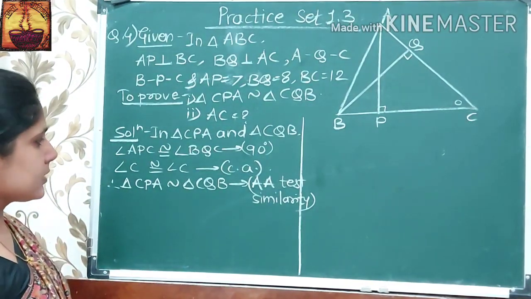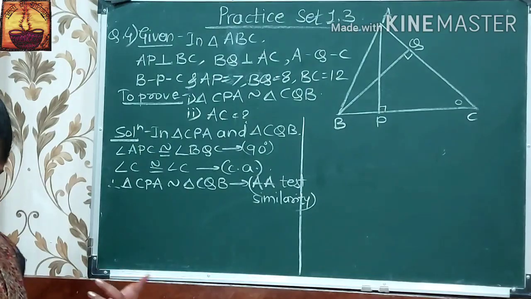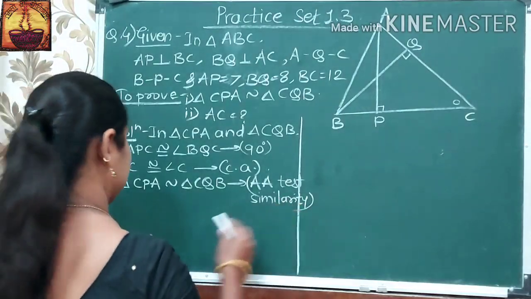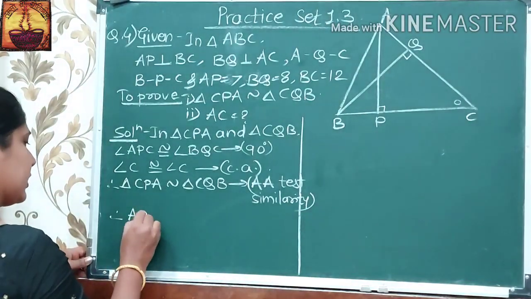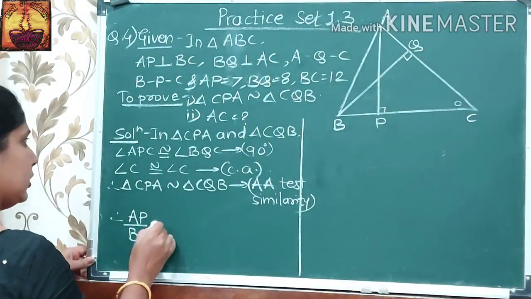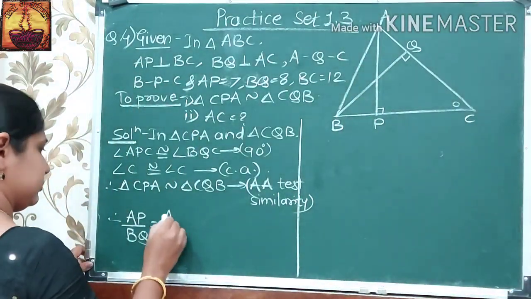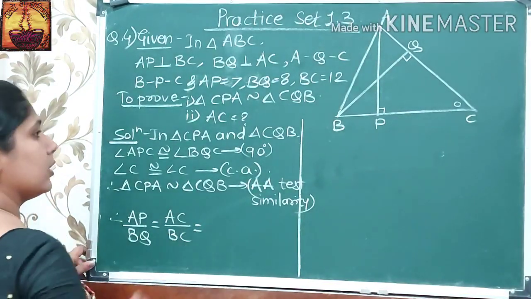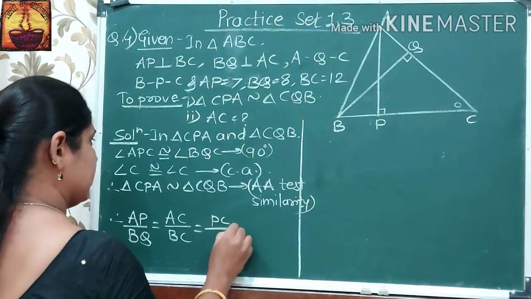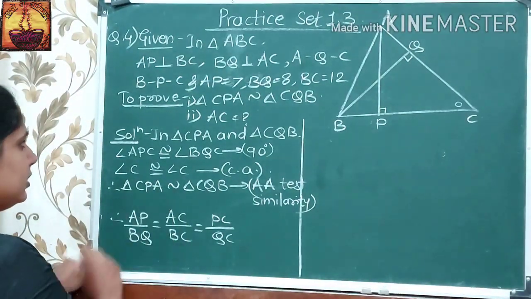Now, these two triangles are similar. It means that their sides are in proportion. Therefore, write these sides are in proportion. AP upon BQ is equal to AC upon BC is equal to PC upon QC. We have to find AC.